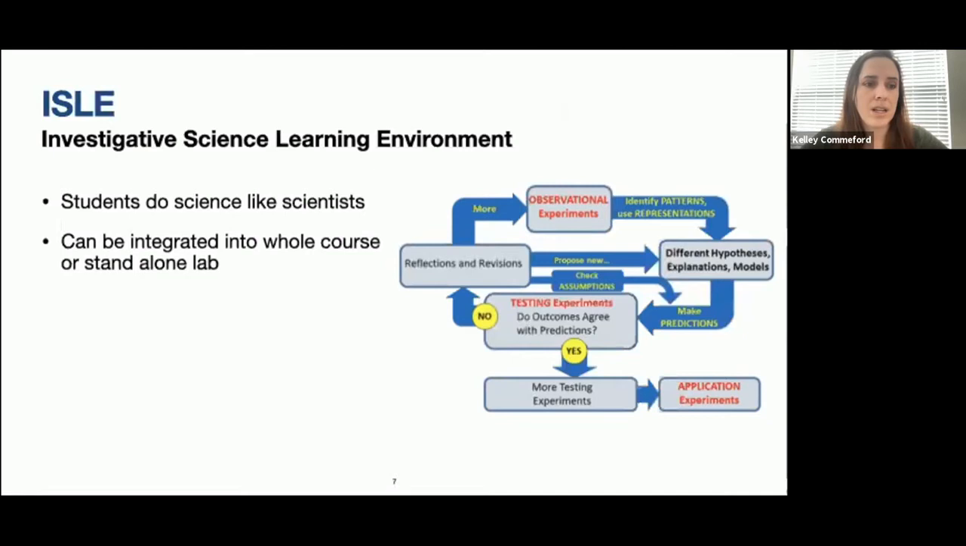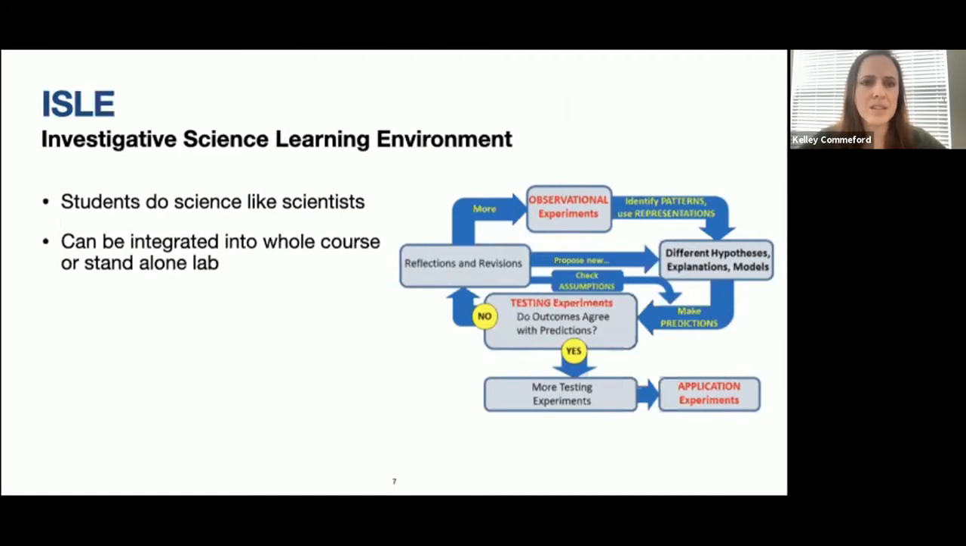The next one is ISLE, which stands for the Investigative Science Learning Environment. So ISLE is designed to have students learn physics in the same way that practicing scientists learn new things. So students are led through this knowledge construction cycle that's based around observation and experimentation. And a diagram of that learning cycle is shown in this figure.